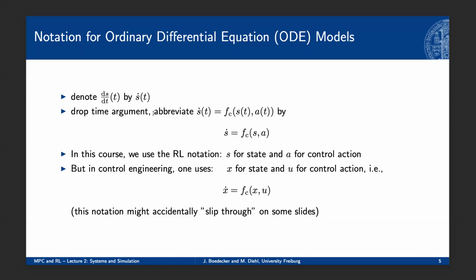And what Joschka and I decided in the upfront of this course is that we use the RL notation, which is state and action, S and A. In engineering, and in a lot of numerical mathematics, people use X for the state and U for the control action. And then you would say X dot equals F of X and U, right? That's a standard term in control. And it might sometimes accidentally slip through my words or my slides because I'm more used to that, I should say here. Let me give you an example of an ordinary differential equation system.